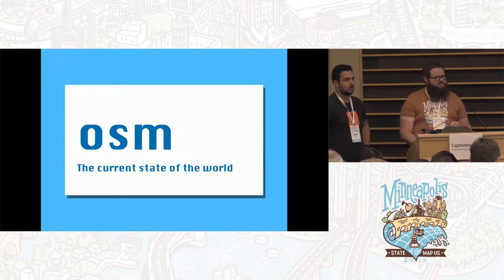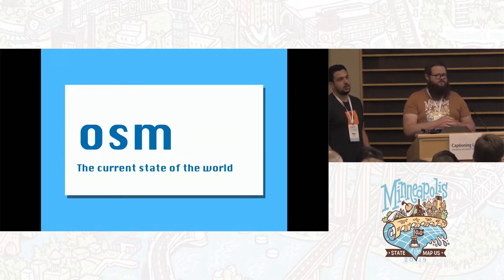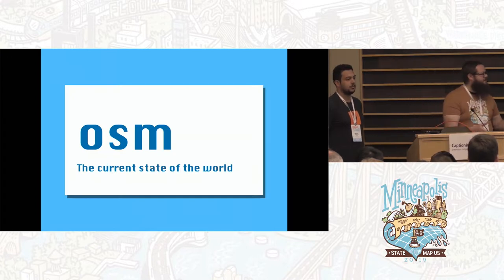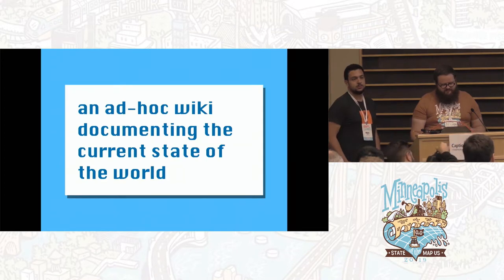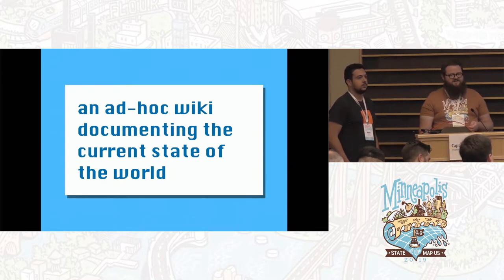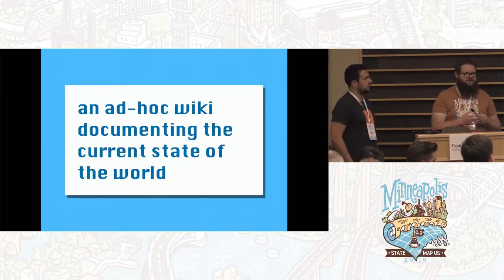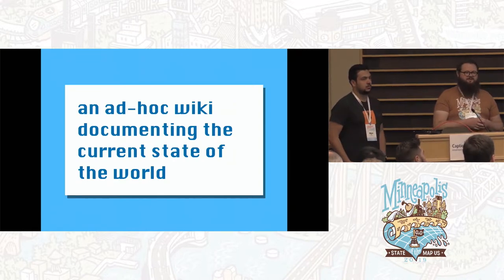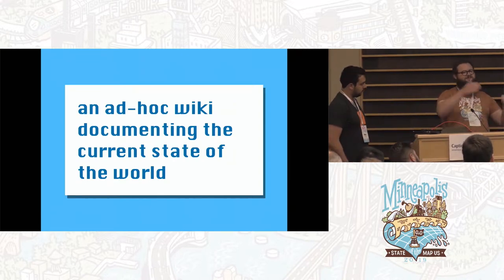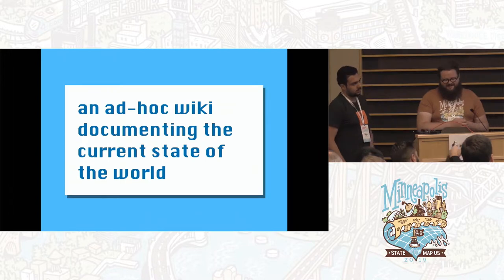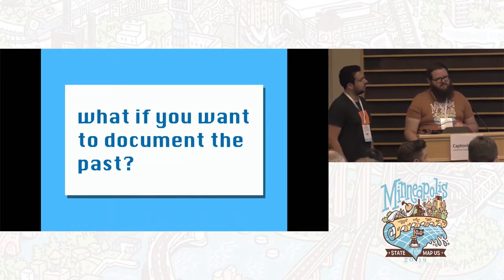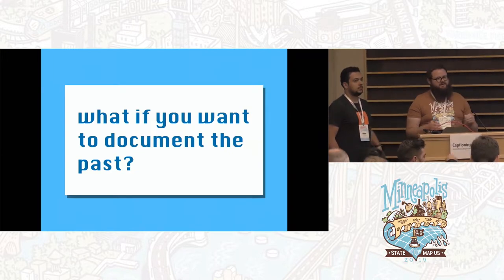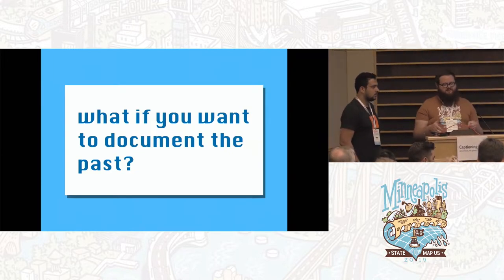So, OpenStreetMap exists as a snapshot. It's perfect for representing, or attempting to represent, the current state of the world. And so it functions as like an ad hoc wiki. You can come in, you can edit what you want to, you can leave, you can choose your own level of involvement as you see fit. And it works really great for documenting the current state of the world.